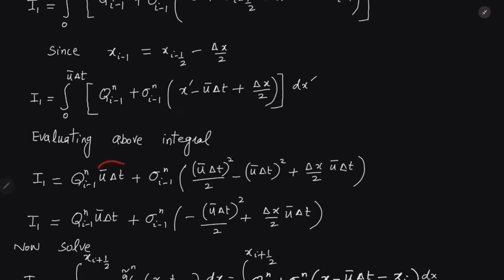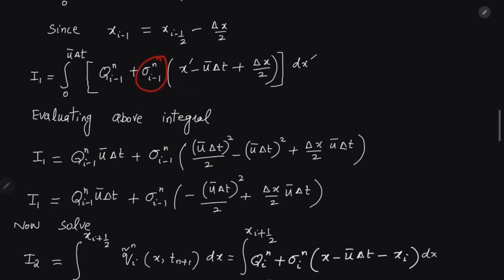So when you put the upper limit, you get u bar delta t plus sigma ni minus 1, and integrate this variable. So we have x dash square by 2. Then we put the lower limit and upper limit u bar delta t. So this becomes u bar delta t square by 2. Similarly, this is a constant. So we have u bar delta t x dash, and we put the lower limit and upper limit. So we get u bar delta t whole square, and similarly we do the same for the last term.